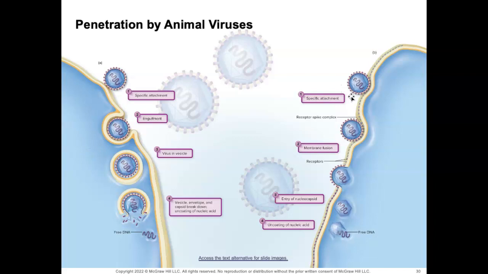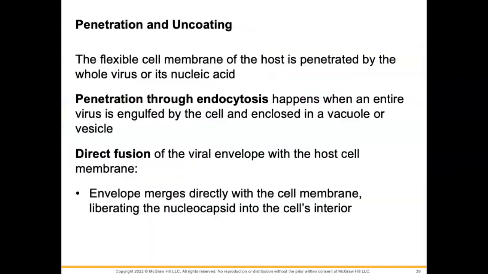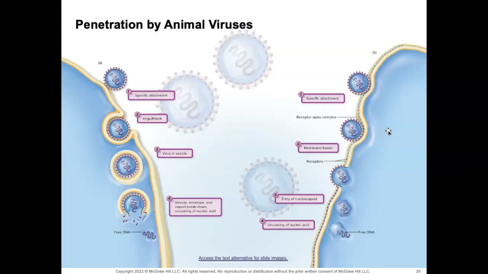So over here is the direct fusion example. I don't know why they don't have these labeled, but in direct fusion, they have the receptors on the outside of the cell, and the virus likes something over here, otherwise the cell wouldn't take it in. It's got a specific attachment, and then it makes this complex with the receptors, or the spikes on the virus rather.